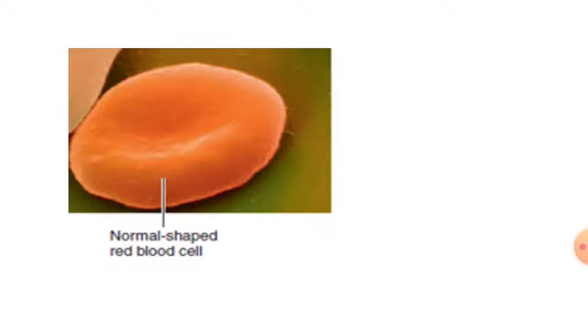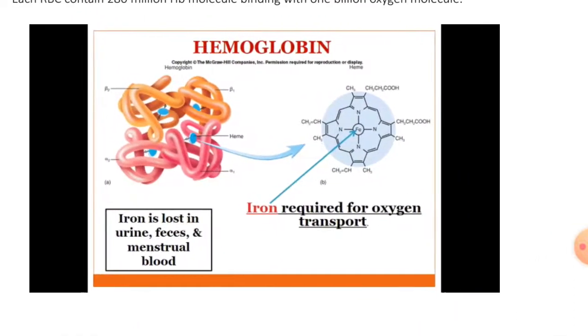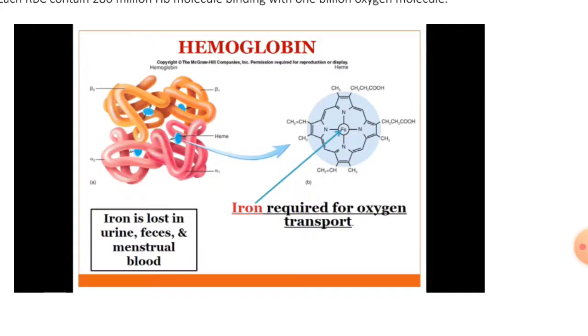And each red blood cell contains about 280 million hemoglobin molecules. Regarding the hemoglobin molecule, the hemoglobin consists of a protein called globin, and this protein consists of four polypeptide chains.